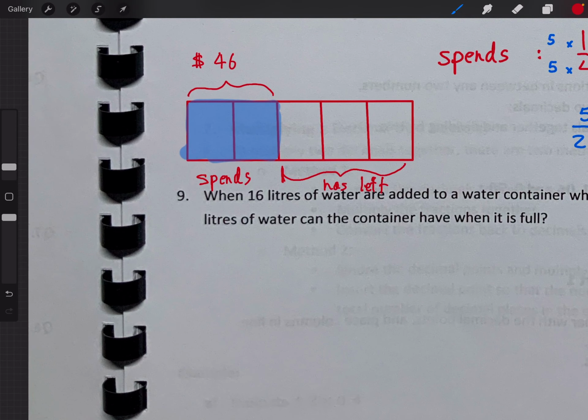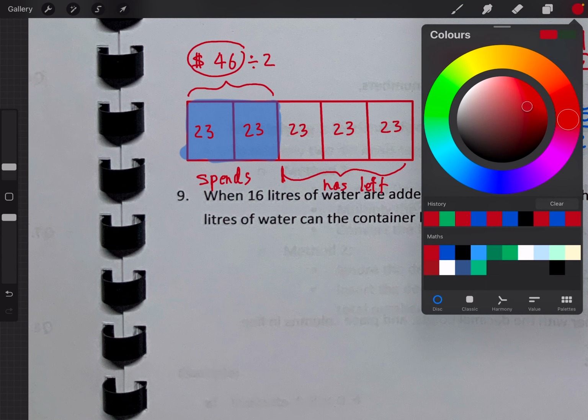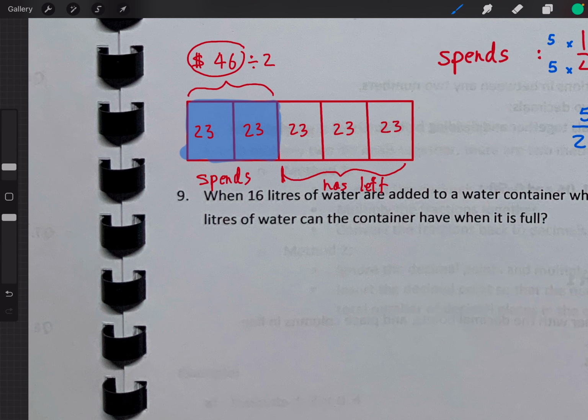Well, let's find out. 46 is made up of 2 equal pieces. So 46 divided by 2 gives you 23. So each piece is $23. That means that everything here is also 23. Now, we want to know how much she has left. Well, that's not too hard to calculate now that we know that. So how much she has left is here. This is how much she has left. All the green stuff.